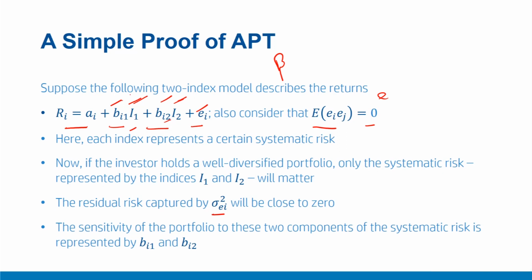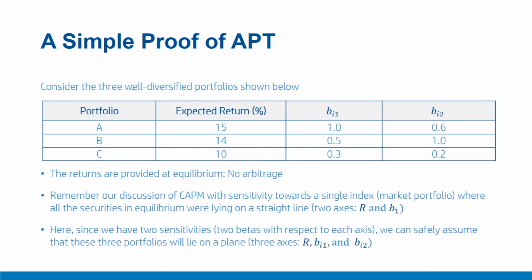Now let us take a simple example here. Consider three well diversified portfolios as shown here: portfolio A, portfolio B and C. Their expected returns are given to us, and their sensitivities towards these indices I1 and I2 are also provided. For example, the expected return of security C is 10%. Its sensitivity towards index 1 is 0.3, which is the beta or Bi1, and its beta or Bi2 with respect to index I2 is 0.2. Please note that these returns that we are discussing are returns at equilibrium. That means there is no arbitrage.